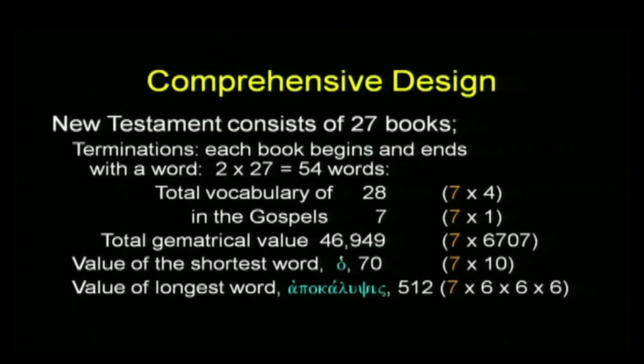That means they have a word that starts them and a word that ends them. And if there's 27 books of the New Testament, then you've got 54 words, okay? And so there's a total vocabulary of those words that happen to be 28 words in the Gospels. And so if you go through all this arithmetic, the shortest word, the longest word, all that sort of thing, each one of those is a multiple of 7.